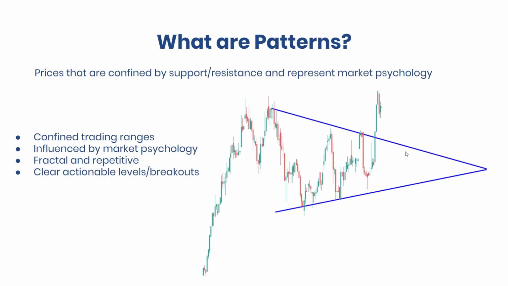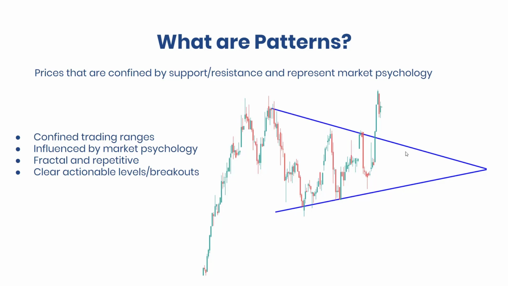Second to trends, we have patterns. And patterns are beautiful. They are prices that are combined by support and resistance. And what's most important about these is that they really represent market psychology. They're repetitive. They happen over and over again across all time frames. You can focus exclusively on several types of patterns. You can play bull flags only, wedges only. They all represent different things inside the market. They're all driven by emotion and psychology, and they can all be incredibly useful.